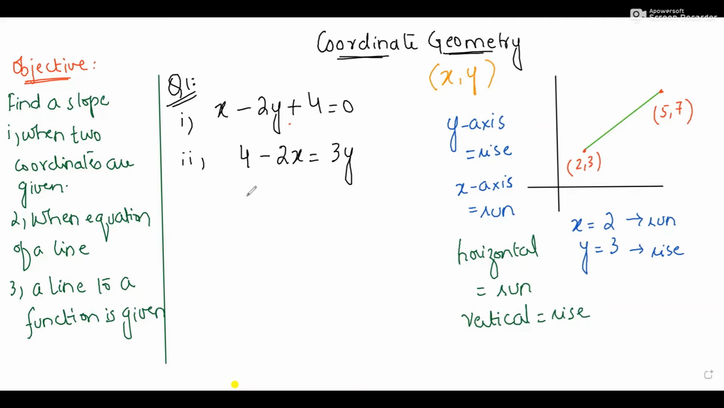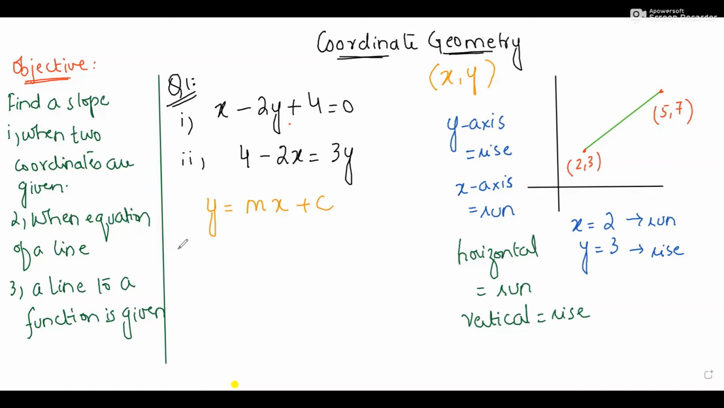The pattern to arrange the equation is y equals to mx plus c. Where y is basically the coordinate on the y-axis, x is the coordinate of the x-axis, m is basically the slope, and c is the coefficient.